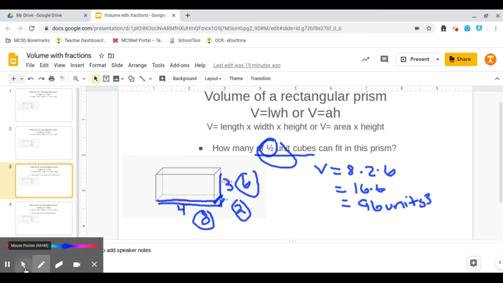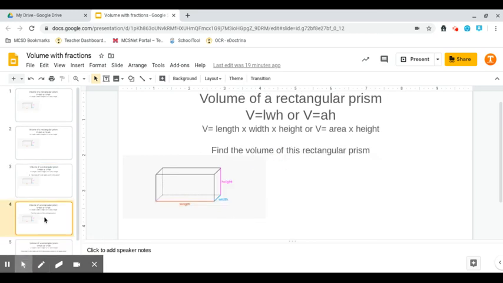Okay. Going to our fourth example. Our fourth example says, find the volume of this rectangular prism. Well, we might need some information. So I'm going to give you a little bit of information here to get going with this. We'll have this bit of information up here. Say area equals 4 centimeters squared. So I've given you an area and the height.